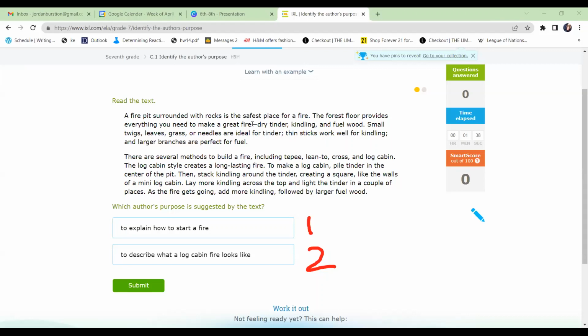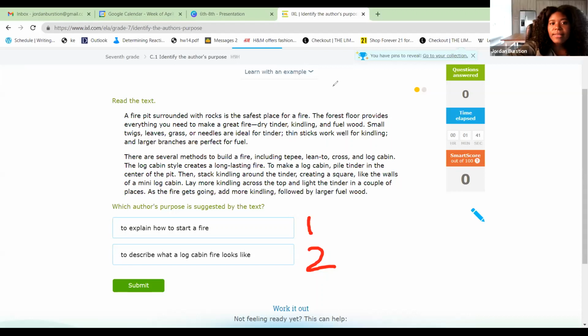Okay. So I'll read this first together. So it says, a fire pit surrounded with rocks is the safest place for a fire. The forest floor provides everything you need to make a great fire: dry tinder, kindling, and fuel wood. Small twigs, leaves, grass, or needles are ideal for tinder. Thin sticks work well for kindling, and large branches are perfect for fuel. There are several methods to build a fire, including teepee, lean-to, cross, and log cabin. The log cabin style creates a long-lasting fire.